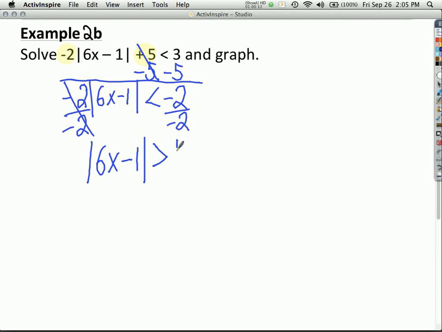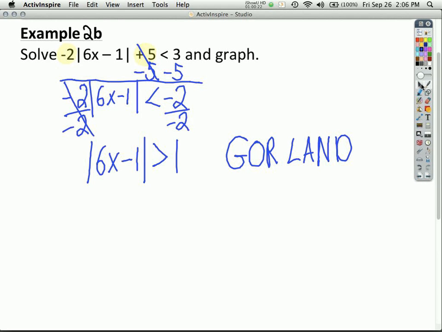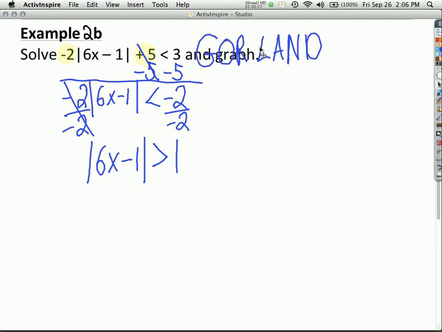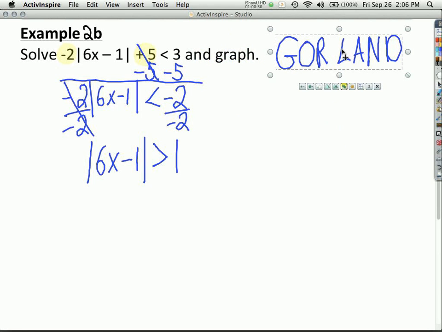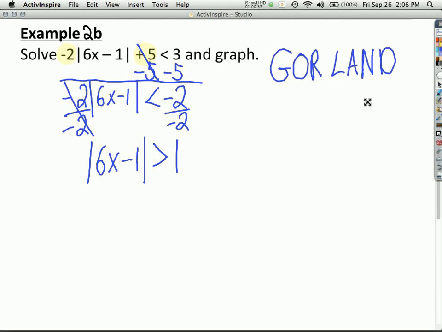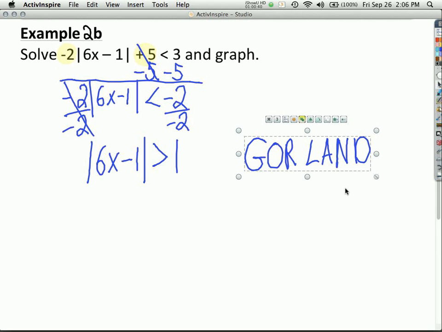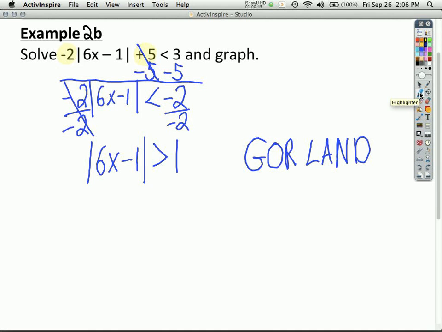And this is why you must wait to use Gourland till you have the absolute value isolated. If you were to use it way up here, this would be a less than symbol, and this would turn into an and. But in actuality, it's a greater than symbol, and in doing it correctly, we are going to end up with an or again. So you have to pay attention to what's going on. You cannot use Gourland until you get to here.